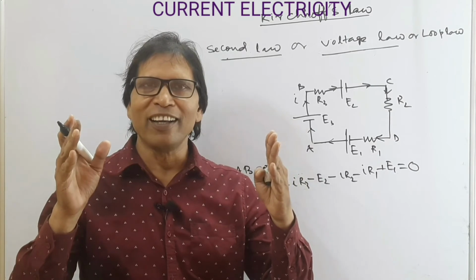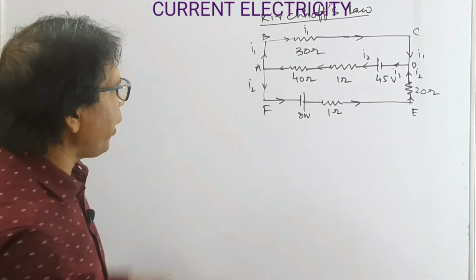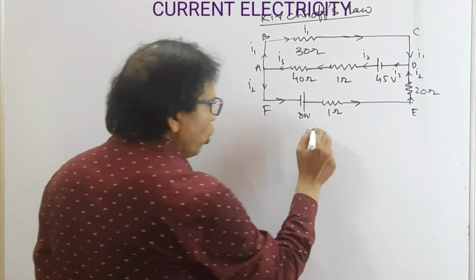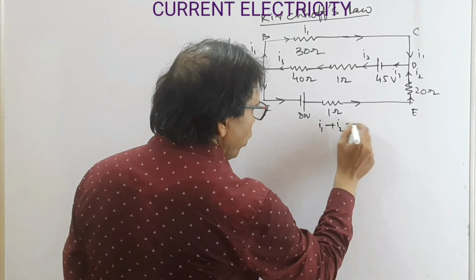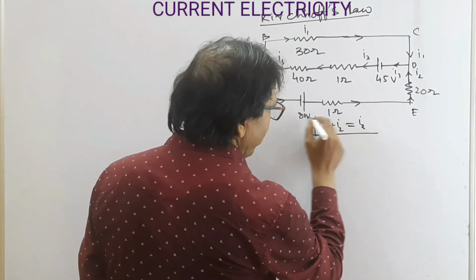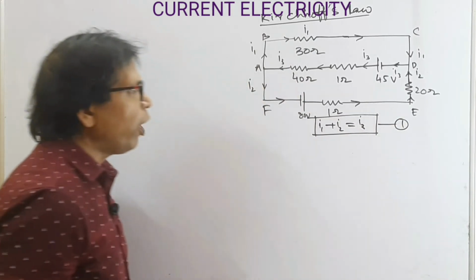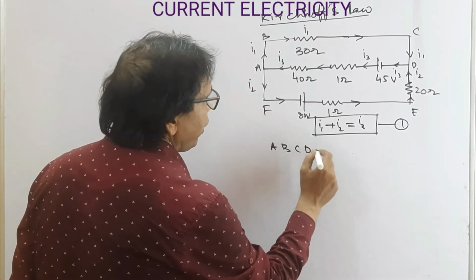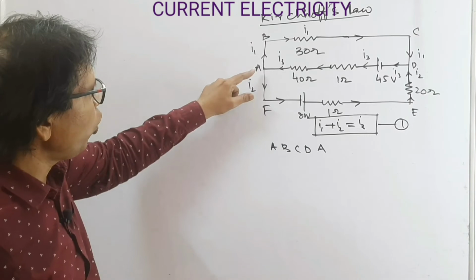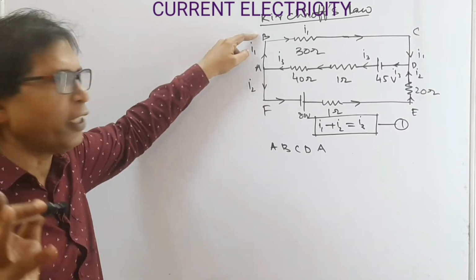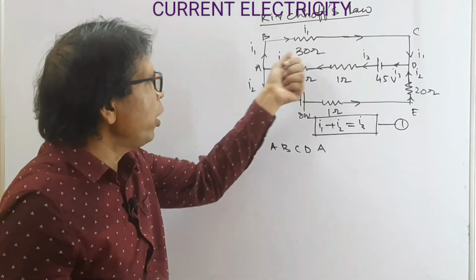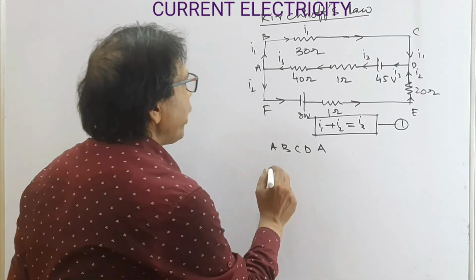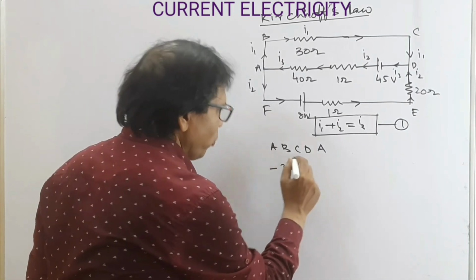Now take an example. Look at this, at the point A, current I3 is divided into two branches, I1 and I2. So I1 plus I2 equals I3. Okay, this is equation number 1. Now considering the loop A, B, C, D, A. In this loop, we move from A to B, there is no potential difference. Now from B to C, which is in the direction of current, so IR is negative. So this is minus 30 I1.